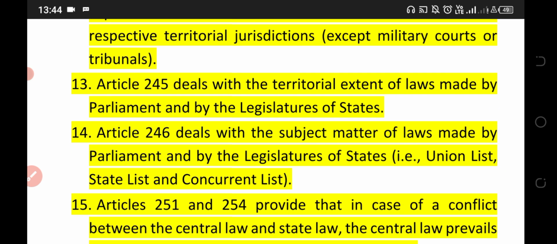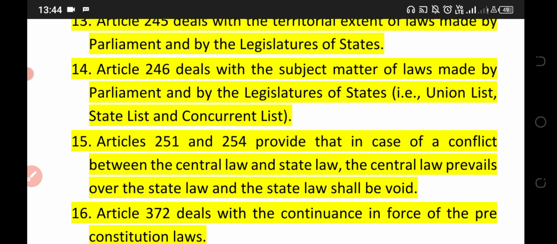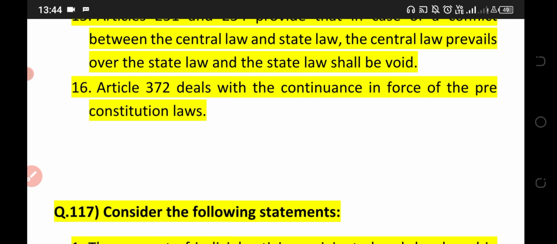Article 245 deals with the territorial extent of laws made by the Parliament and by the legislatures of the states. Article 246 deals with the subject matter of laws made by the Parliament and by the legislatures of the states: Union List, State List, Concurrent List. Articles 251 and 254 provide that in case of conflict between the central law and the state law, the central law prevails over the state law and the state law shall be void. Article 372 deals with the continuance in force of the pre-constitutional laws.